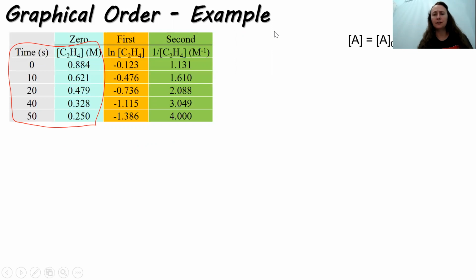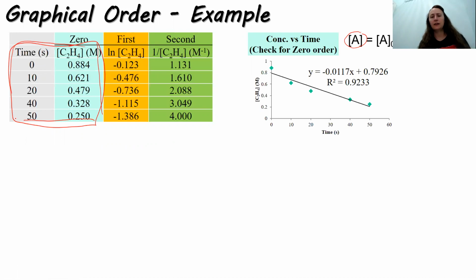zero order behavior follows this equation. So we need to graph the concentration on the y-axis and time on the x-axis. And so I can do that with the original data to check for zero order. And we get a graph and we do a linear fit and it looks like this.